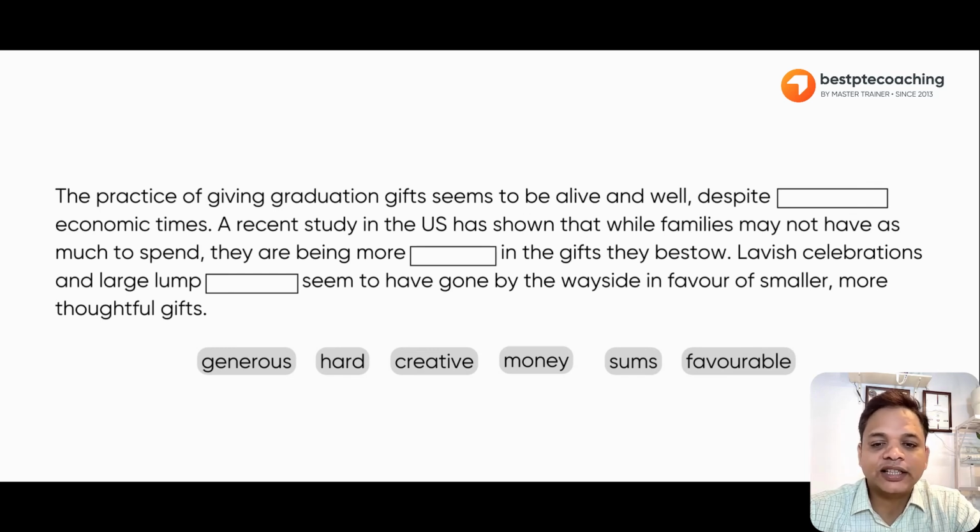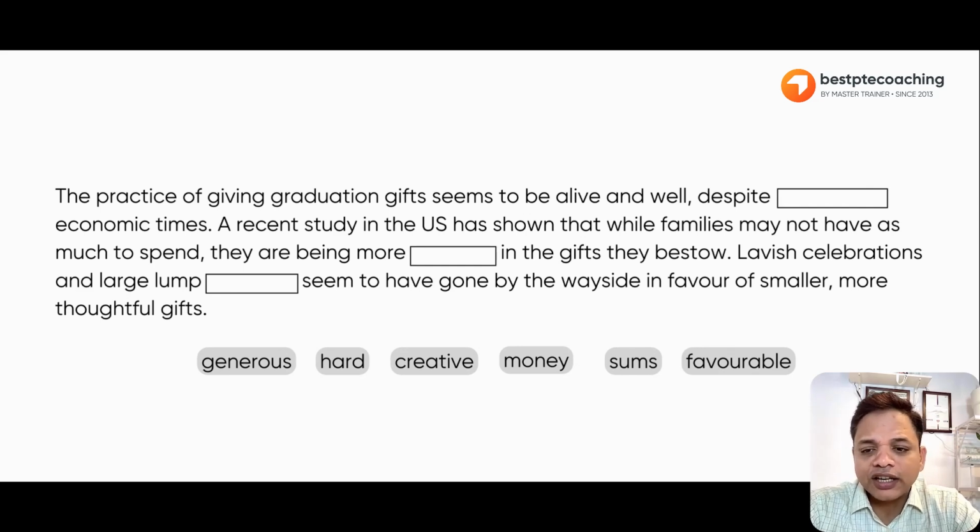A recent study in the US has shown that while families may not have as much to spend, they are being more blank in the gifts they give. They don't have as much money to spend, so they cannot be generous. Hard is already used. So some favorable no. So creative, they can be creative. Or if you do not get the answer instantly, leave it there. Thank it and then go to the next one, which I'm doing now.